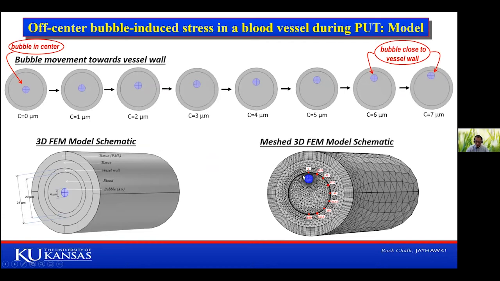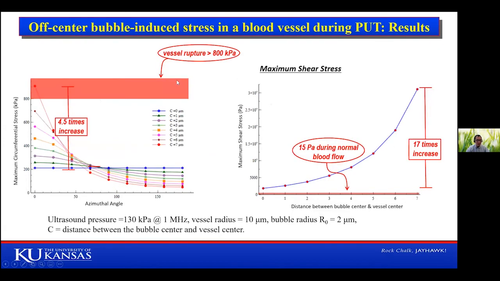And here, we calculate the stress at those different locations. In this case, the bubble is off center and close to the vessel wall, and this, on the left-hand side here, is the circumferential stress. Even when the bubble is off the center, close to the vessel wall, in our calculation, the produced circumferential stress is usually not really larger than the rupture stress. Of course, that's when you use a very small ultrasound pressure here, right?